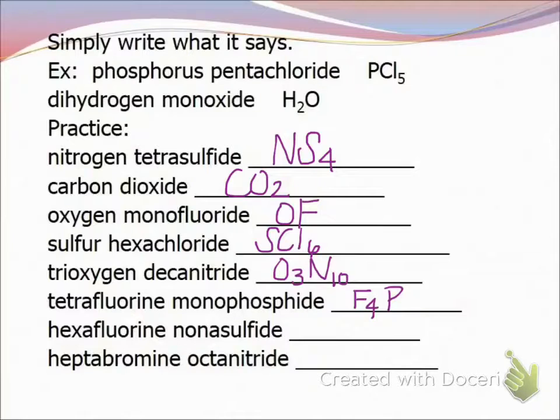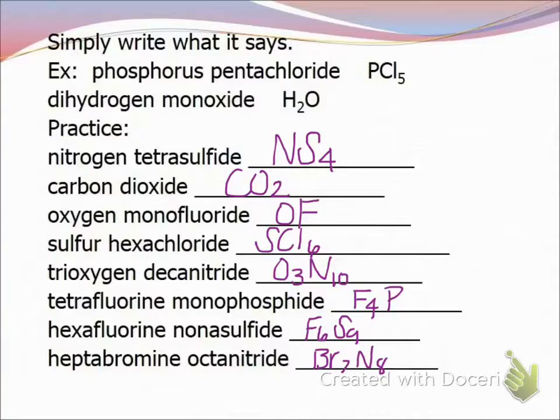And then if you did that correctly, you should have had F6, S9. And then heptabromine would be Br7. Octanitride would be N8. Now, many of these compounds don't actually exist. I'm literally throwing them on there so you can practice with the prefix systems. Okay?